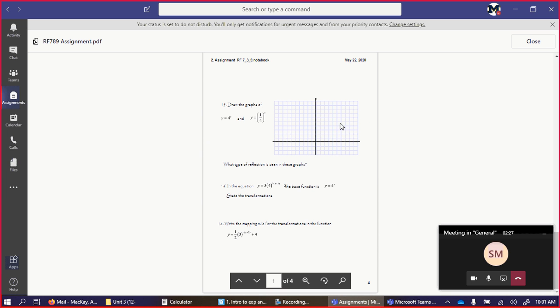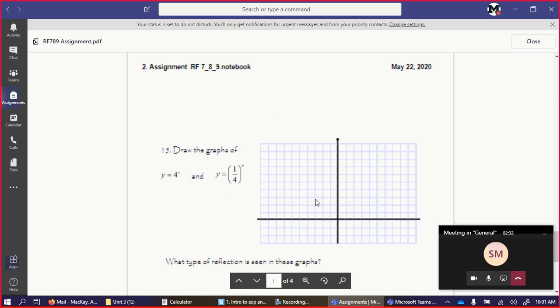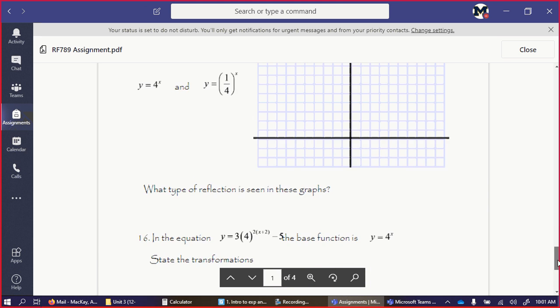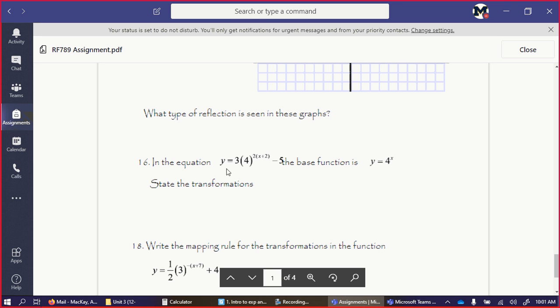State the transformation. So what are the transformations? Is there a vertical stretch? You're talking about horizontal stretch, horizontal translation, vertical translation. That's all it's asking. HT equals, VT equals, that one. I think that's the only question in 16.